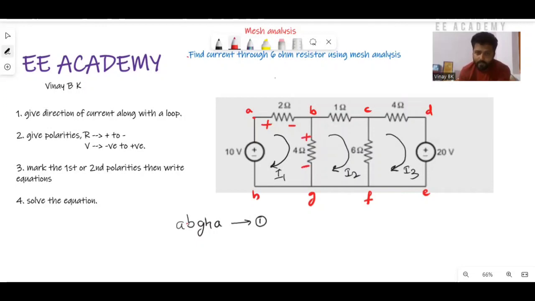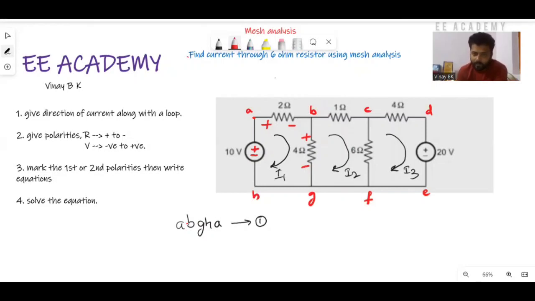Similarly here, H to A, there is a voltage source. We already have minus and plus here. Like that, you have to give polarities for all the loops. You can consider the second loop, that is B, C, F, G, B, because it is a clockwise direction. If it is anti-clockwise, you can read it in an anti-clockwise way.